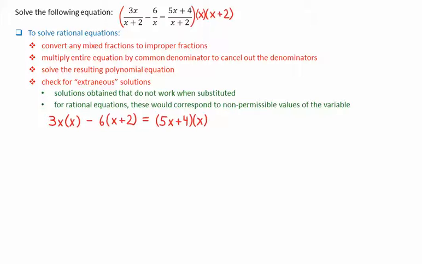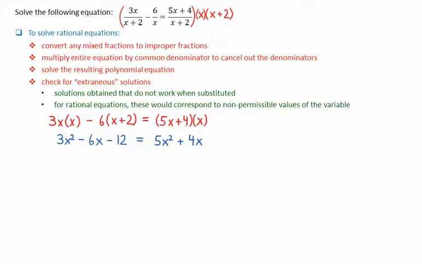We then expand all of these expressions. 3x times x gives 3x squared. Negative 6 times x plus 2 gives negative 6x minus 12. And on the right side, 5x plus 4 times x gives 5x squared plus 4x. Here we have a quadratic equation.